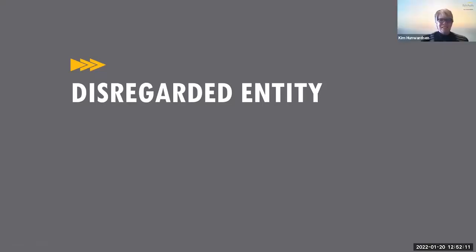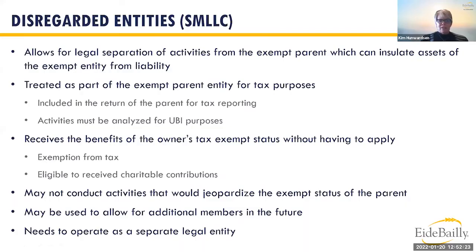Great. Thanks, Christine. I'm going to wrap up our entity types by talking about disregarded entities and corporate structures. So we mentioned disregarded entities, or the single member LLC. Typically, when we see organizations looking at using a single member LLC, it's primarily because they want to insulate the assets of the exempt entity from liability. So they get that liability protection from having the activity in the separate LLC.